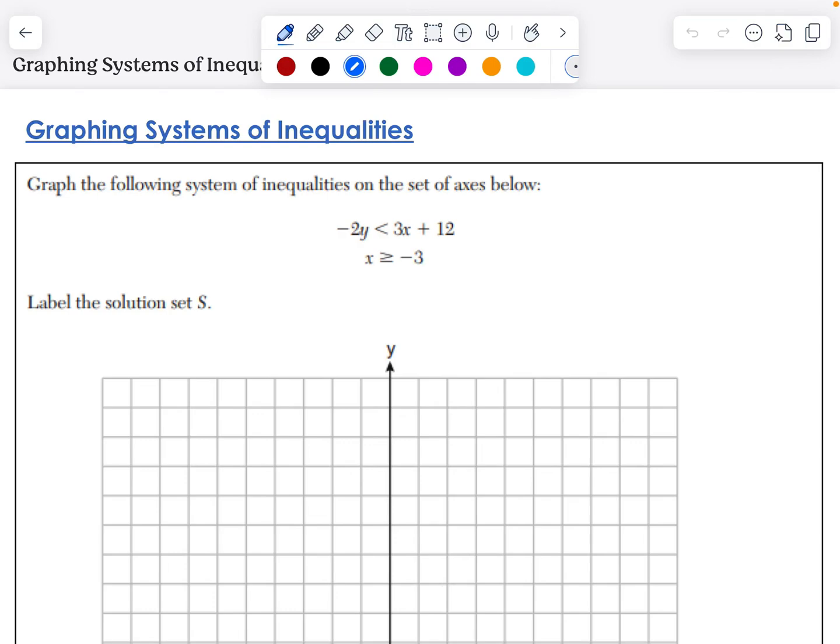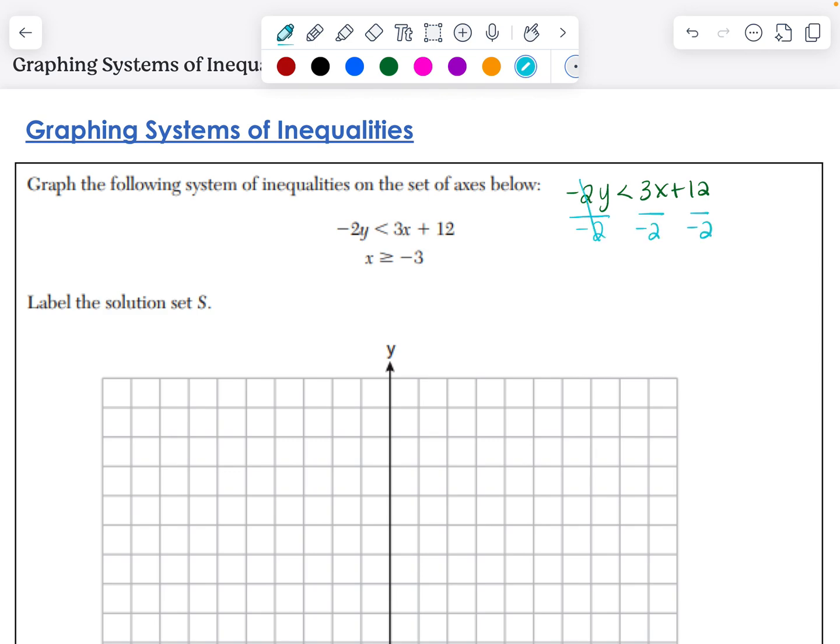Let's take a look at graphing systems of inequalities. Whenever we're graphing a system, we need to make sure that our y value is by itself. So I'm going to take my first inequality and solve it for y. I'm going to do that by dividing everything by -2.